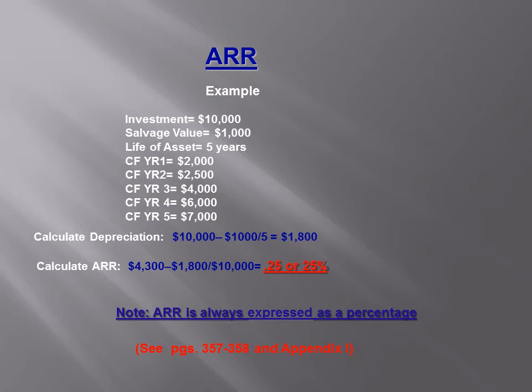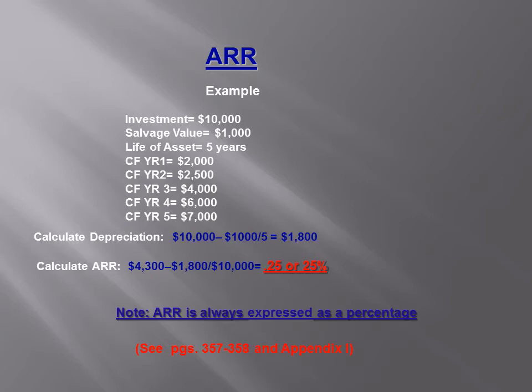So the first thing you need to do is calculate the depreciation. For depreciation, you find the investment, $10,000. You subtract your salvage value from that $10,000. I told you that it's $1,000, divided by the life of the asset, 5 years, and you would get $1,800 as your depreciation. That's your depreciable amount over the course of its life.